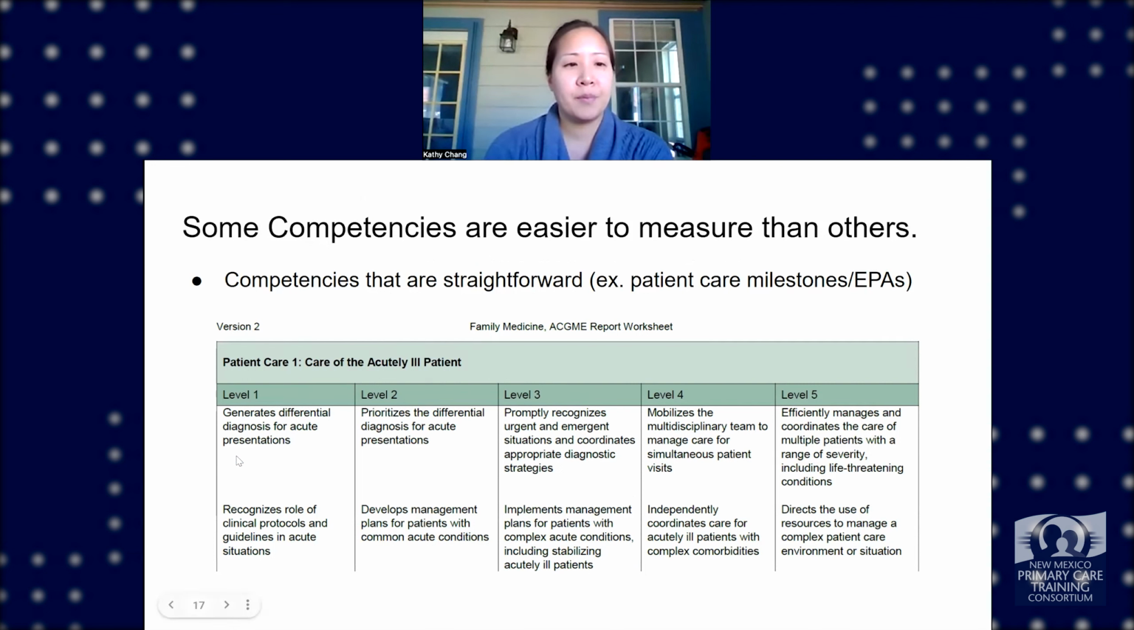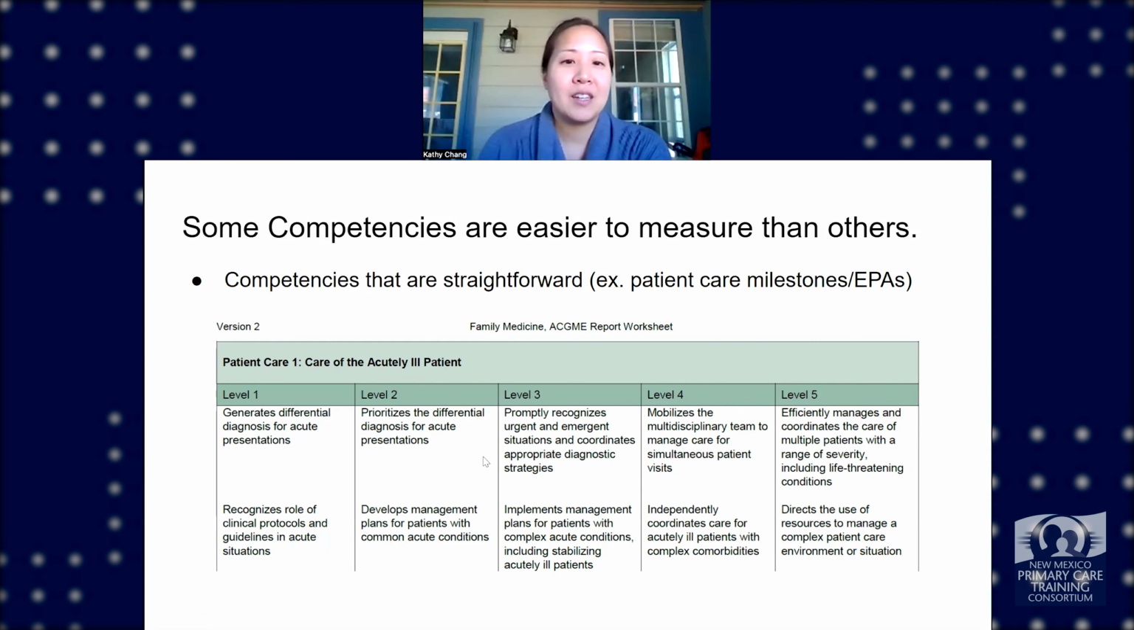So can they just make a differential diagnosis for a thing, right? And next is, can they prioritize it, right? And then you can see the levels as the learner becomes more senior, right? That now they can promptly identify and coordinate the diagnostic strategies for the things going on. And it's not just one issue, but maybe multiple issues at the same time, right? And then level 4 here, that they're able to mobilize a multidisciplinary team to manage care for simultaneous patient visits, right?